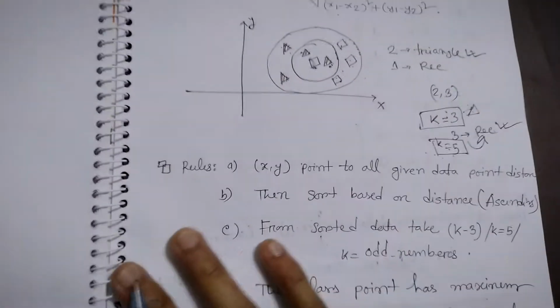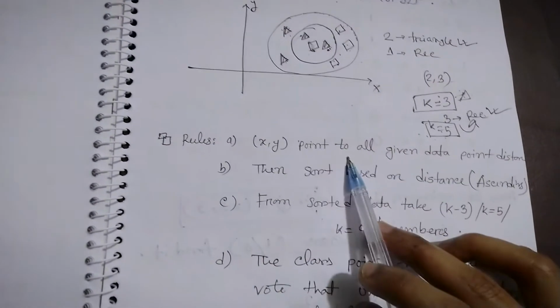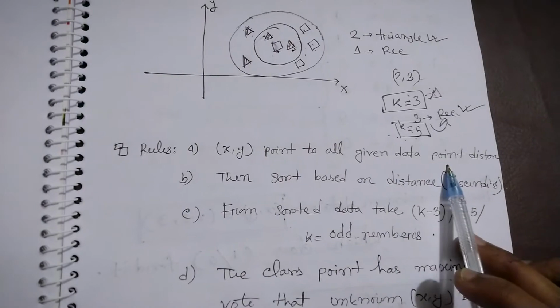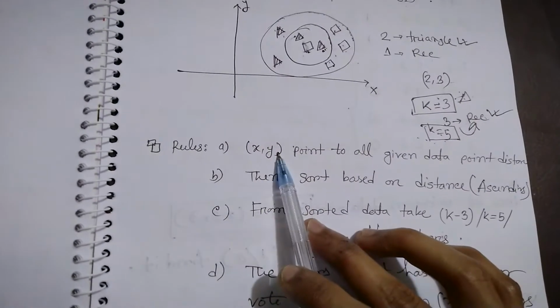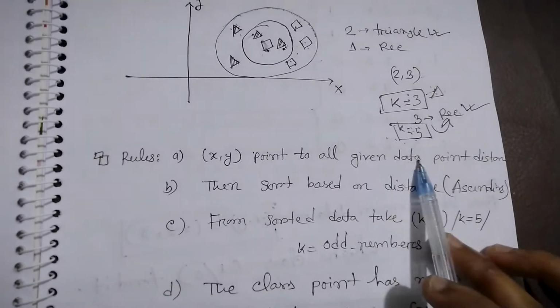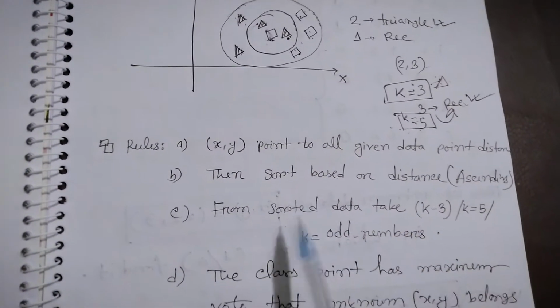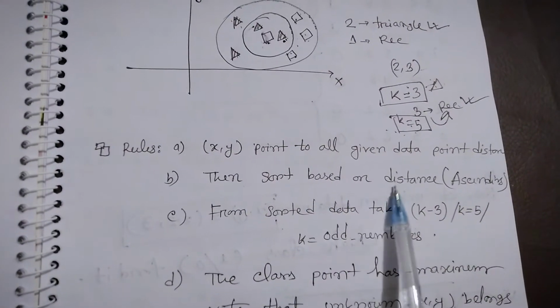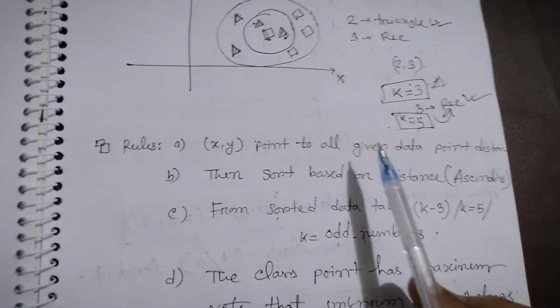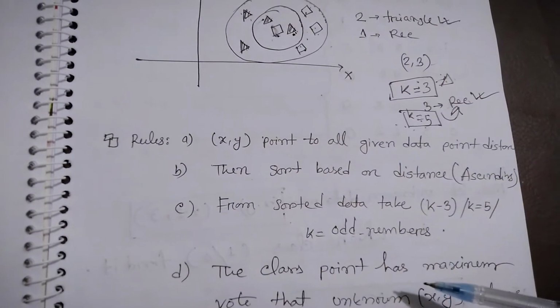So to find this we need to know some rules, which are very simple. (x, y) is the point, and we need the distance from the given data points. So (x, y) will be your unknown data point. You need to find the distance from all of your given data sets. Then you need to sort them based on distance, from the smallest to the largest.